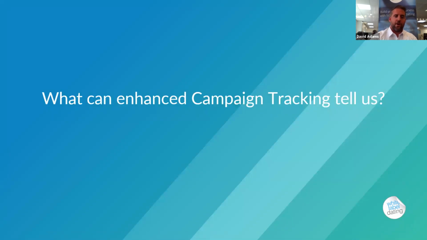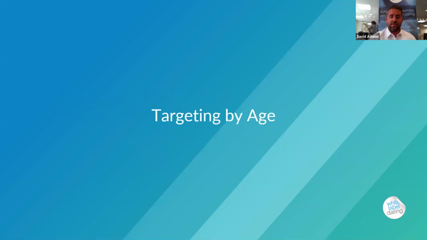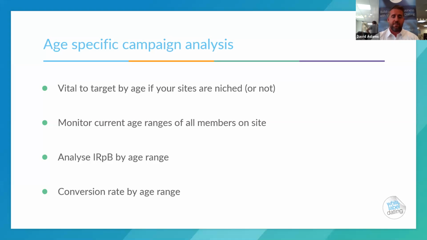So to answer the question, what could enhanced campaign tracking tell us? And again, we're looking for this perfect member, and the demographic and device-specific analysis that this raw data can export will allow you to do that. First of all, we're going to look at targeting by age. So age-specific campaign analysis is vital to target by age if your sites are niched, or even if they're not niched. You can monitor current age ranges of all members on your sites. You can analyze initial revenue per basic by age range, and you can look at conversion rate by age range.